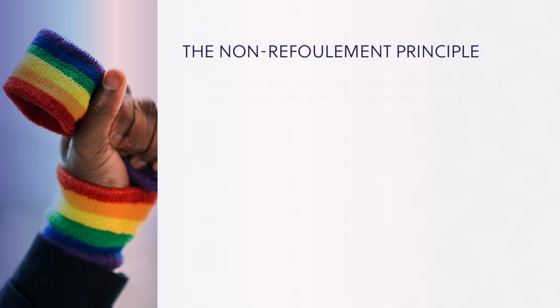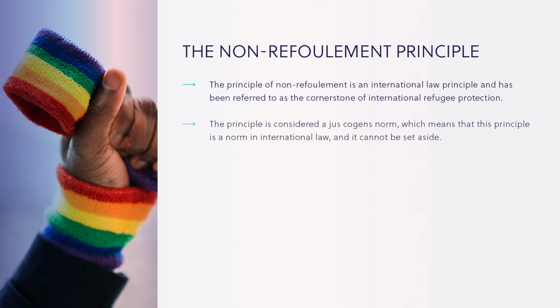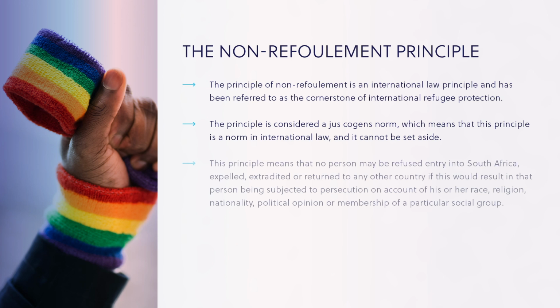The non-refoulement principle. The principle of non-refoulement is an international law principle and has been referred to as the cornerstone of international refugee protection. The principle is considered a jus cogens norm, which means that this principle is a norm in international law and it cannot be set aside.